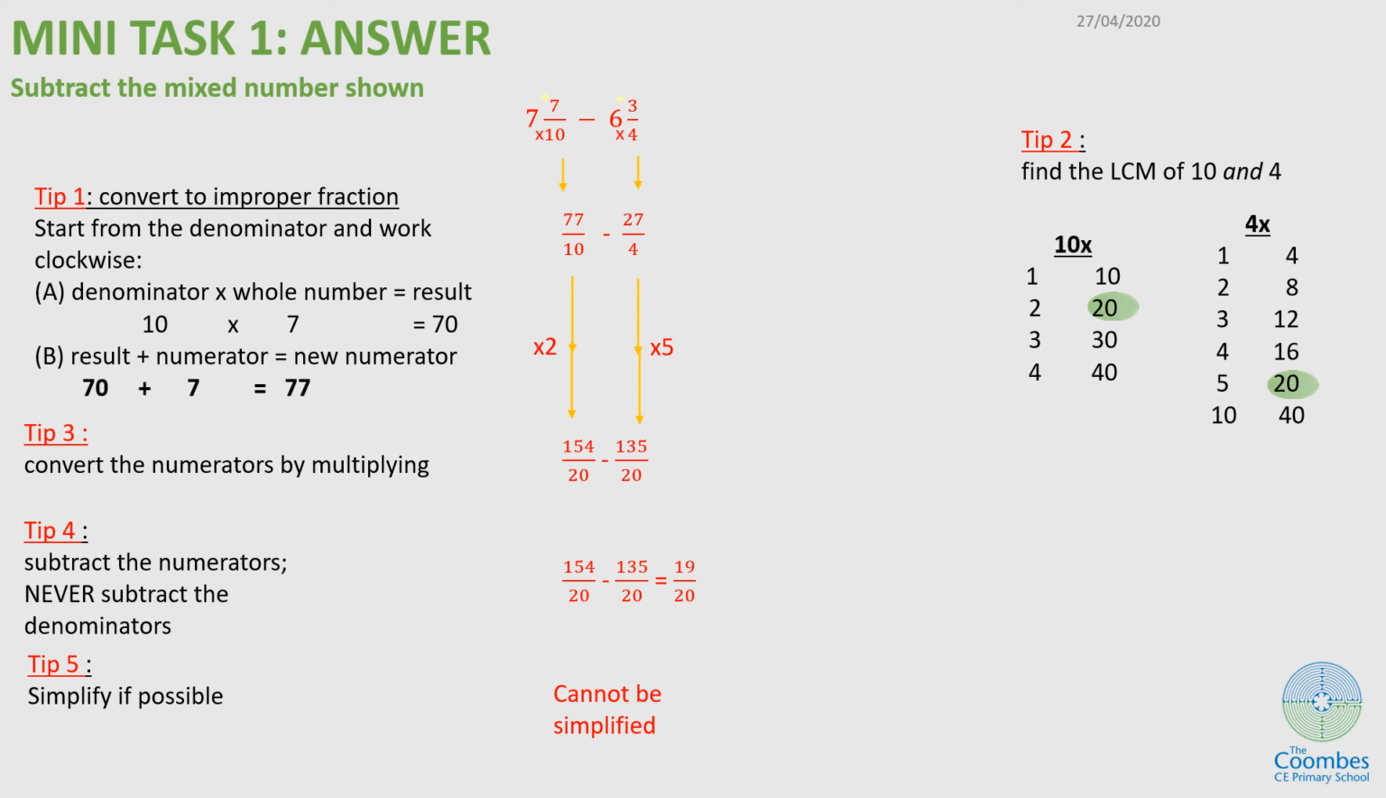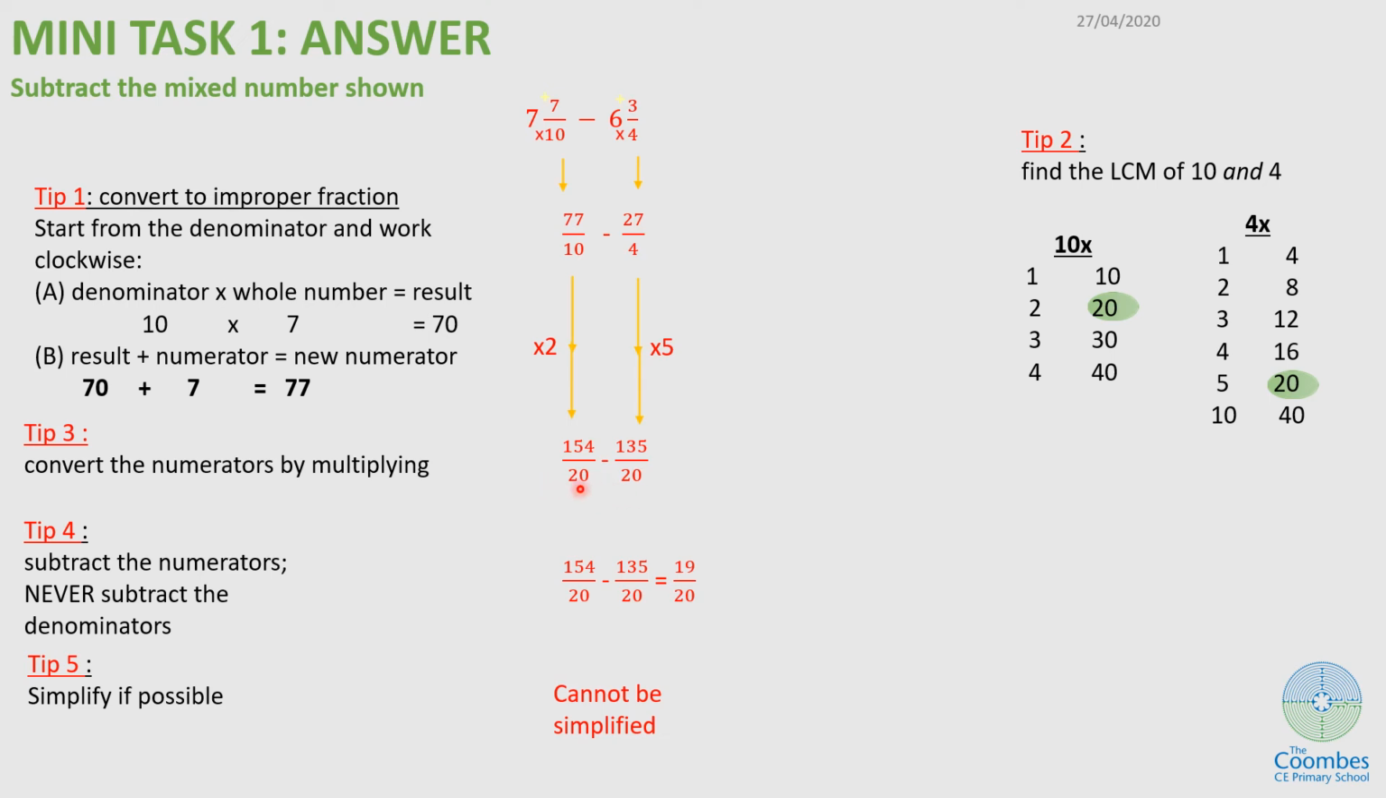So we're looking for multiples of 10 and multiples of 4. Now multiples just mean the times table. The times table of 10 are here, and the times table of 4 are also here. As you can see, there's a 20 here and there's also a 20 here. So 20 is the lowest common multiple of the two denominators. So 20 will now become my new denominator here.